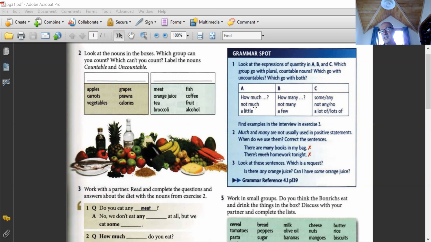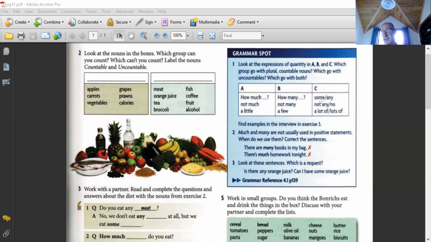So you put in here, do you think that's countable or uncountable? How about B? How many? Not many, a few. So if I put the word water in here, how many water? Is that right or wrong? How many carrots? Right or wrong? So maybe I should use coffee. How many coffee? Does that sound right? How many carrots? So which one does that go with?